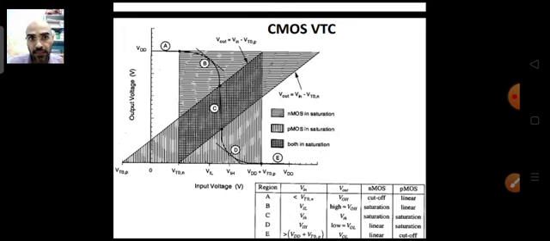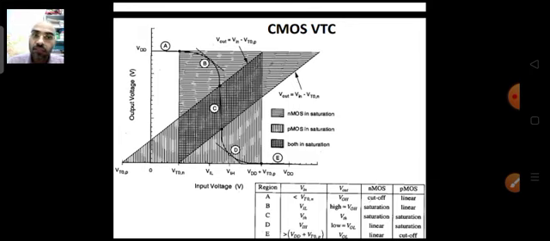So this is the region in which both of the transistors work in the saturation region. Now if we move on to region D, as per the previous discussion, NMOS will come into the linear region, because this particular region is below the line Vout equal to Vin minus VTN. So below this line the transistor will be in the linear region.